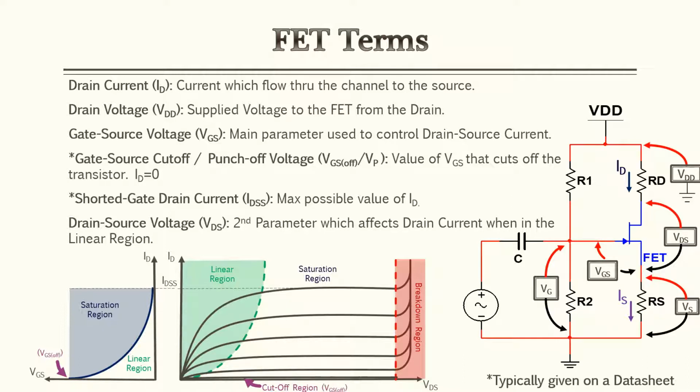The reason it's important to know because your next term, you have gate source cutoff or pinch off. That's the value of your gate source voltage that cuts off your transistor. In other words, it makes your current 0. Next, you have your shorted gate drain current, and that's when your maximum possible value of your current can be. Lastly, you have your drain source voltage. That's the second parameter that affects your drain current when in the linear region. Now just be aware, your gate source cutoff and your shorted gate drain current, those two items are typically given on data sheets. So anytime you do problems, it's very common you'll actually have those provided to you.